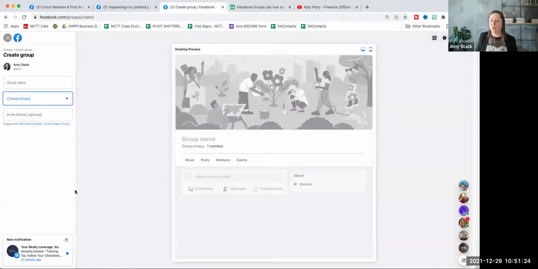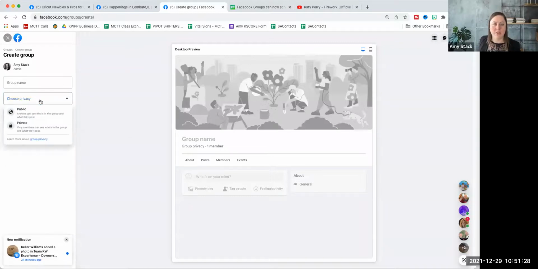Let me pull up my screen. One second here. There we go. When you do go create a group, it's important to know that there are different privacy options. So you can make it public, so then anyone can see who's in the group and what they post, or you can make it private, so only members can see who's in the group and what they post.